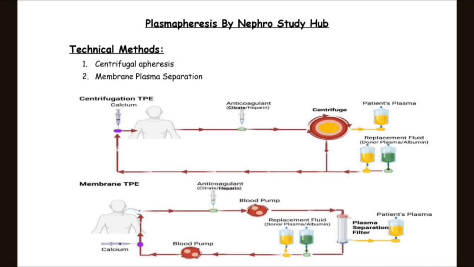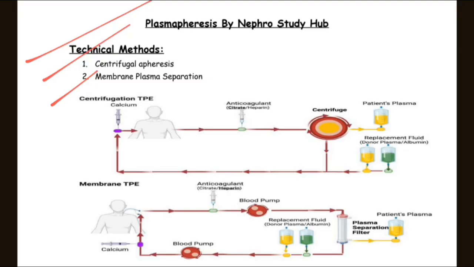Technical methods done in plasmapheresis. So, plasmapheresis or therapeutic plasma exchange is done in two types. The first one is centrifugal apheresis. The second one is membrane plasma separation. The first one is done by the blood bank and the second one is done by the nephrology department.